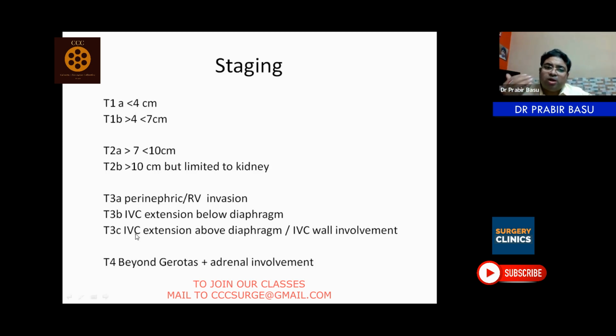T3 means it becomes locally advanced, still within the Gerota's, but still locally advanced. T3b will be extension into the IVC, tumor thrombus below the diaphragm, and T3c above the diaphragm. And IVC wall involvement is a poor prognostic marker. T4 is beyond the Gerota's, or it is involving the adrenal by contiguous involvement.